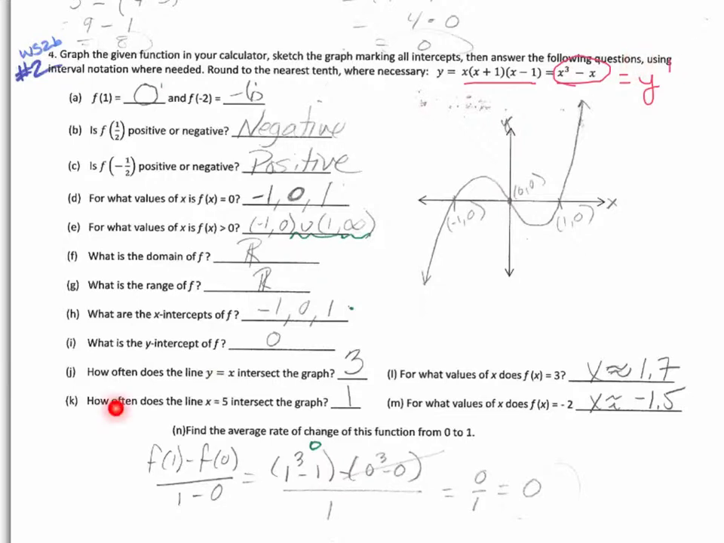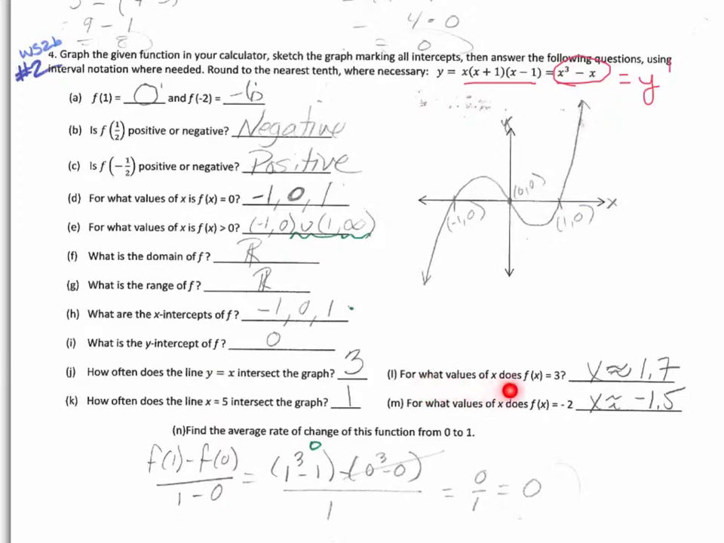How often does the line x equals 5 intersect the graph? Well, x equals 5 is a vertical line. So it's sitting out here and sitting way out here. And this curve is going to keep coming in this direction, and it's going to hit it once.